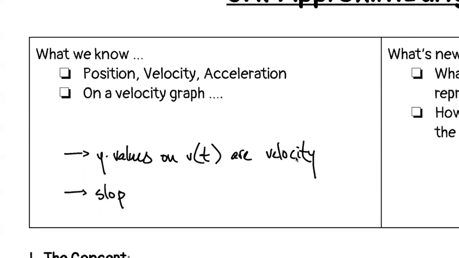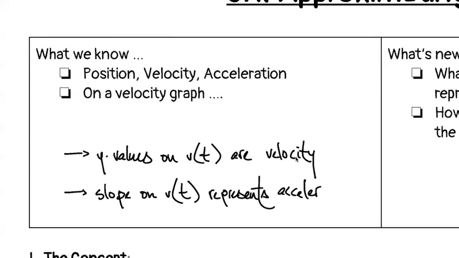If I then asked you about the slope on v of t, what would you tell me that the slope of v of t tells us about? Yeah, exactly. So the slope on v of t represents, excuse the Monday morning handwriting, acceleration. There we go. Okay, so slope on v of t represents acceleration.